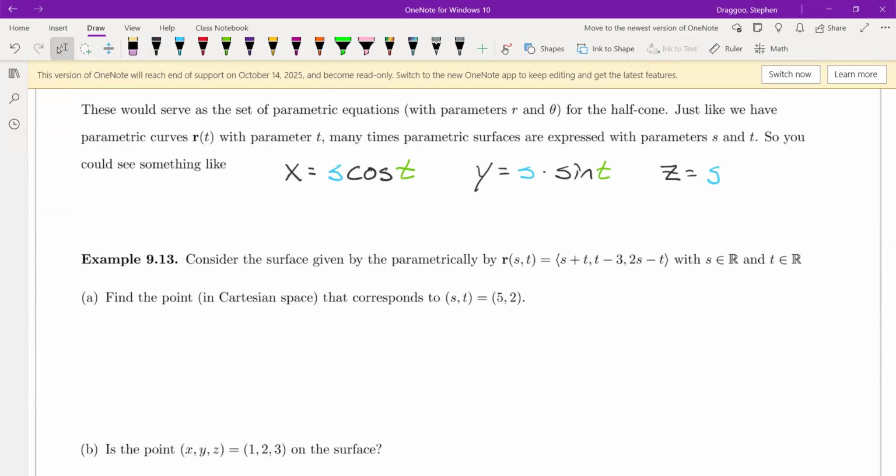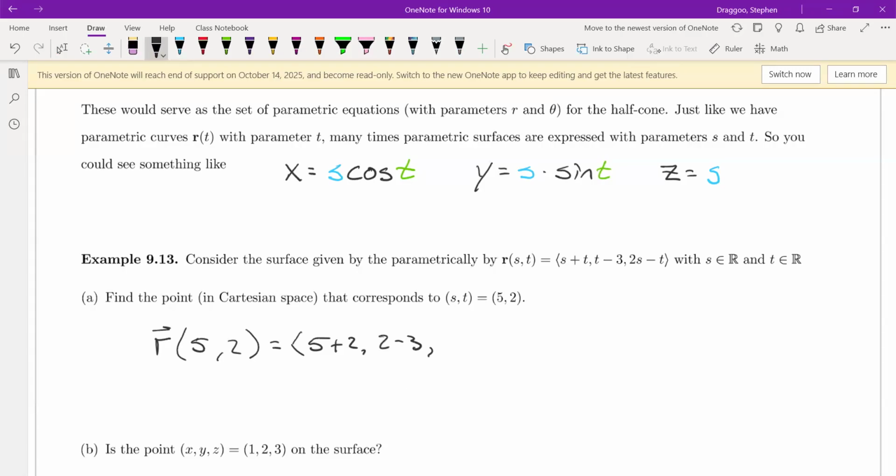Right. Let's go look at a parametric surface. Again, given by the vector equation r of s and t is equal to s plus t, t minus 3, and 2s minus t, with s and t in the real numbers. Find the point that corresponds to the parameter values 5, 2. Well, I can just plug 5 and 2 in to get a value. This looks like 5 plus 2. 5 minus 3. No, nope. Try again. 2 minus 3.